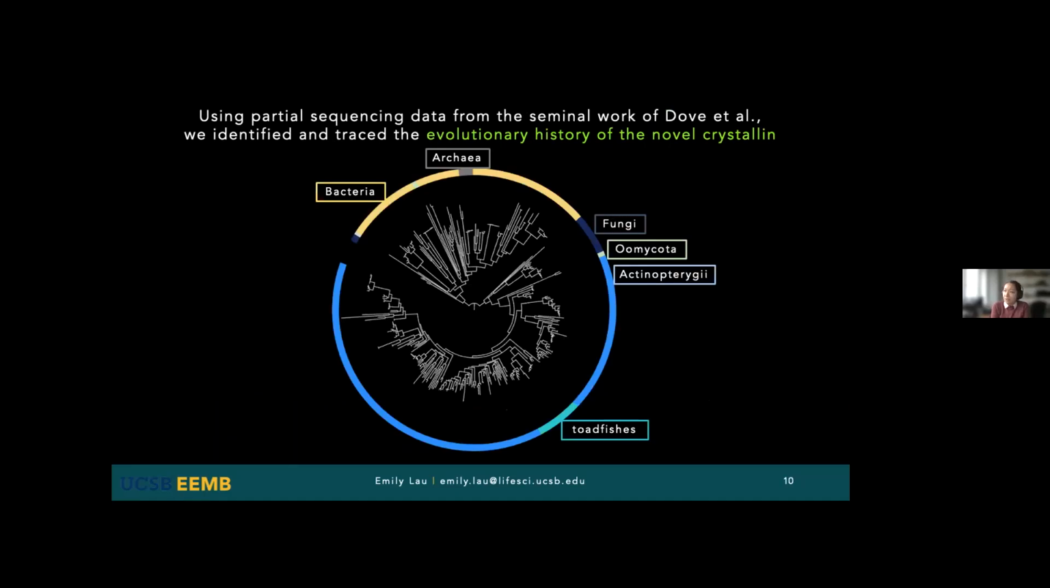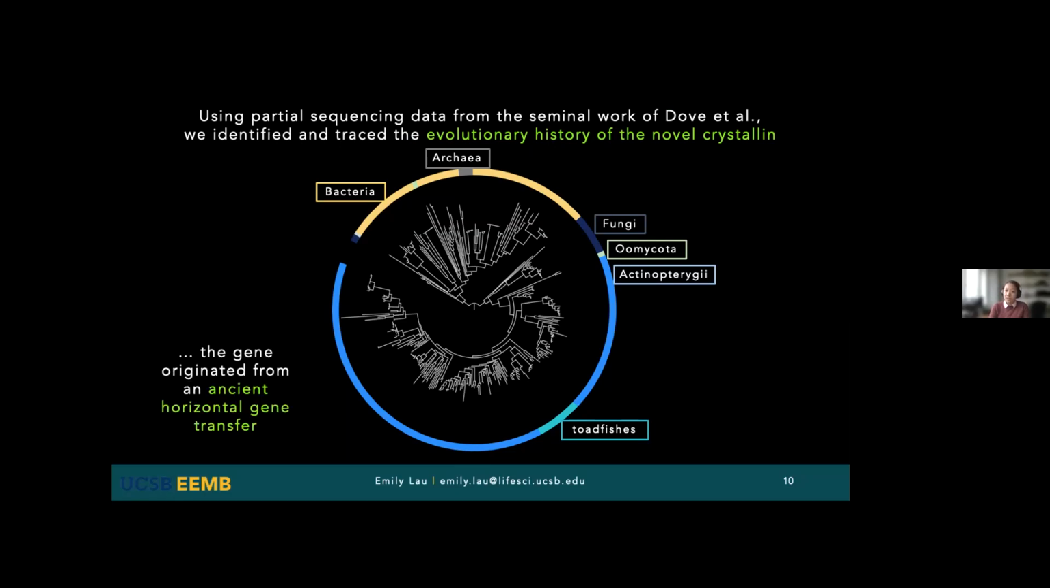And using partial sequencing data, we identified the novel crystallin gene and searched for similar genes in public databases. And we found similar genes only in other bacteria, fungi, and other fishes. And these genes are essentially functionally uncharacterized and unclassified.